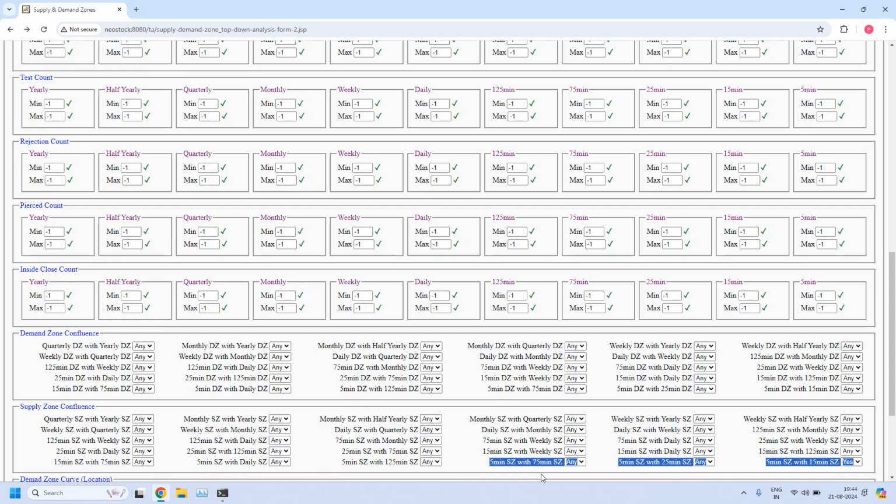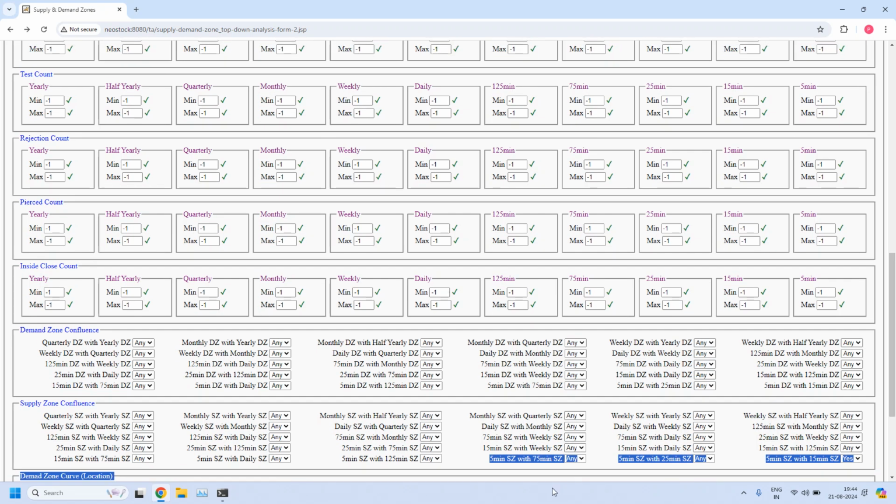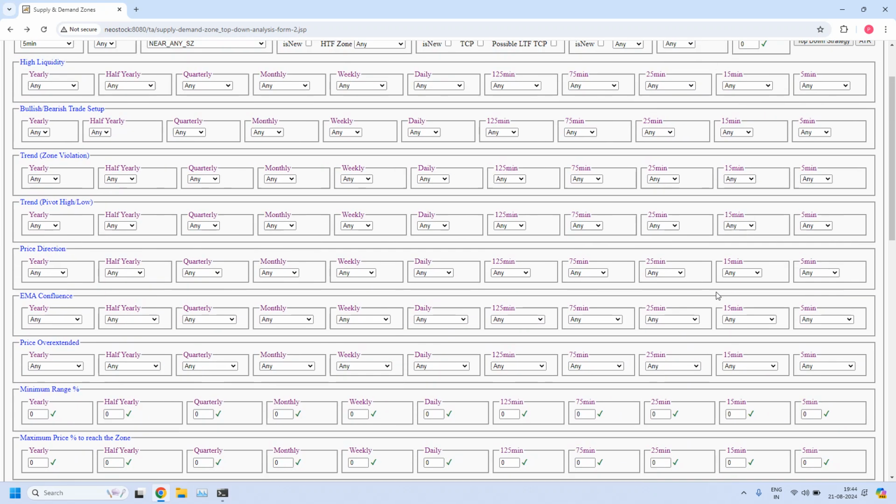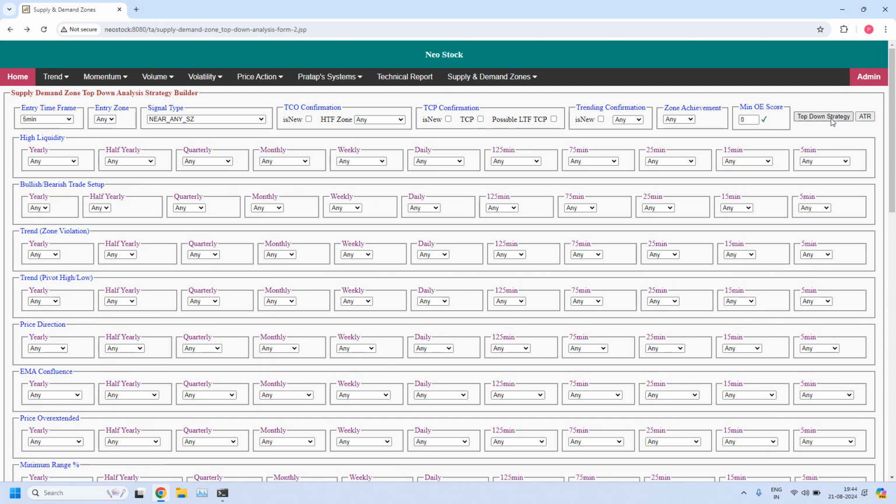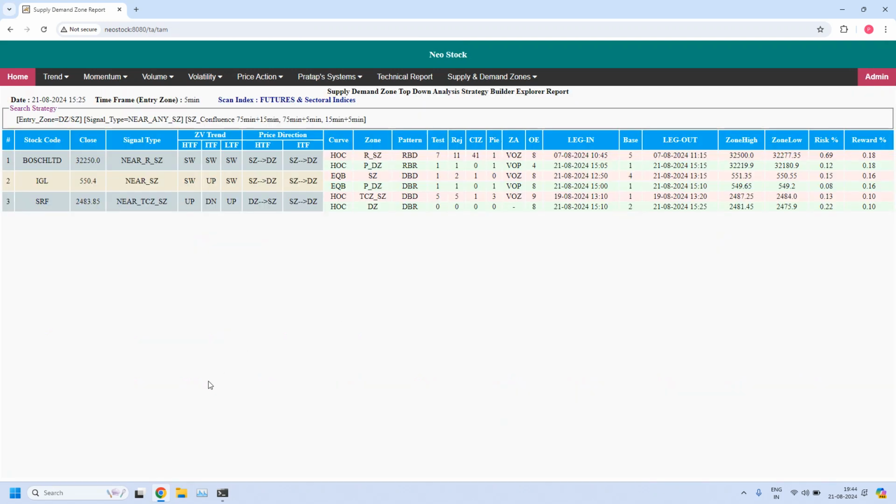So 5 minutes supply zone with 75 minutes supply zone enabled, and also 15 minutes supply zone with 75 minutes supply zone is also enabled. Let's filter. All the 3 are having confluence with even 75 minutes zone.